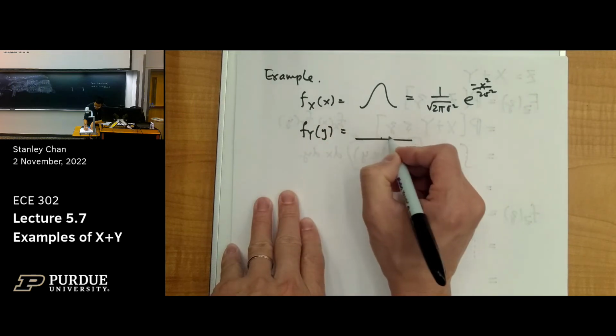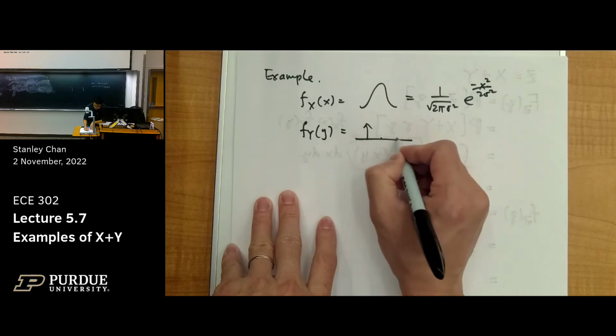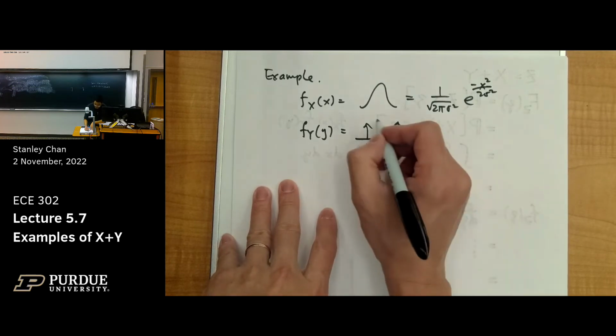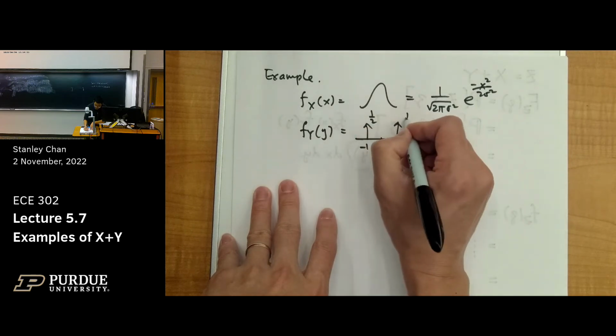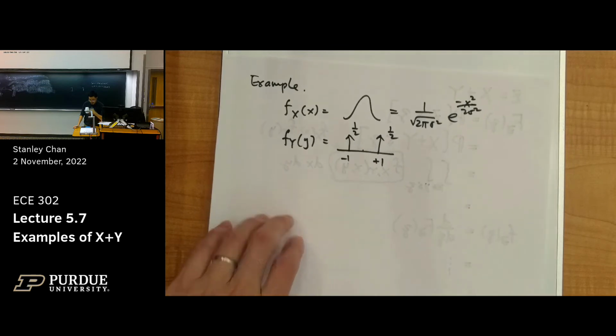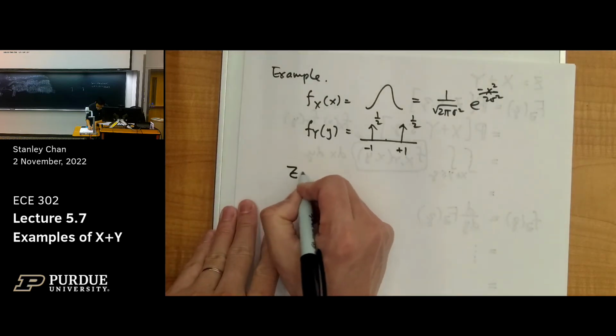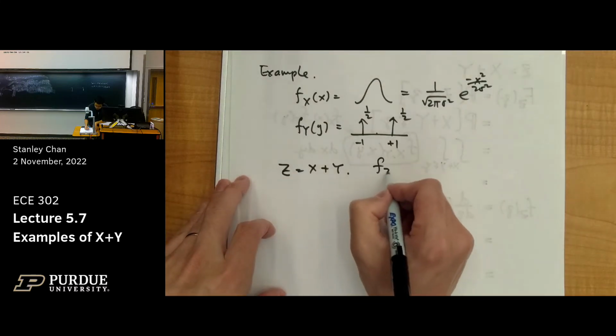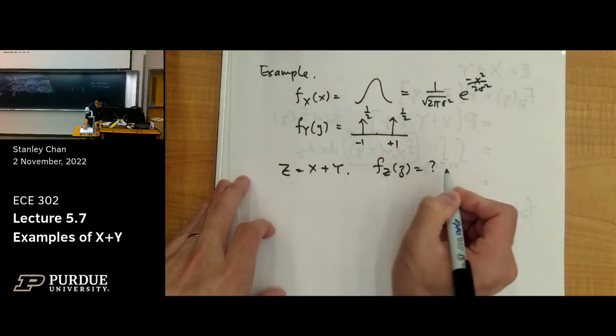is two points, okay? Minus 1 and plus 1. Half and half. How about that? So I want to find x plus y. So z equals x plus y. So what is f_z of z?